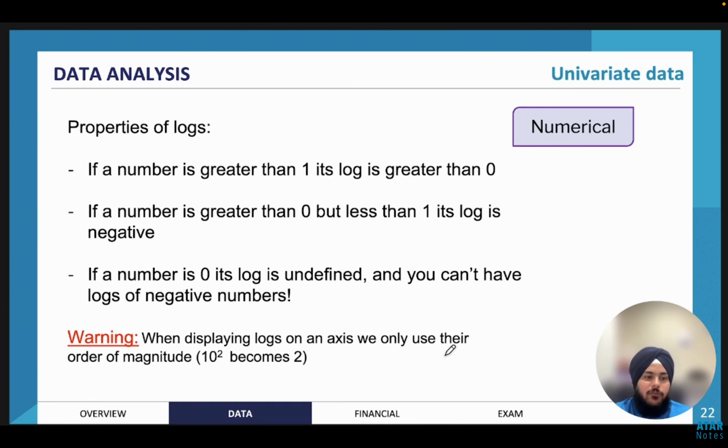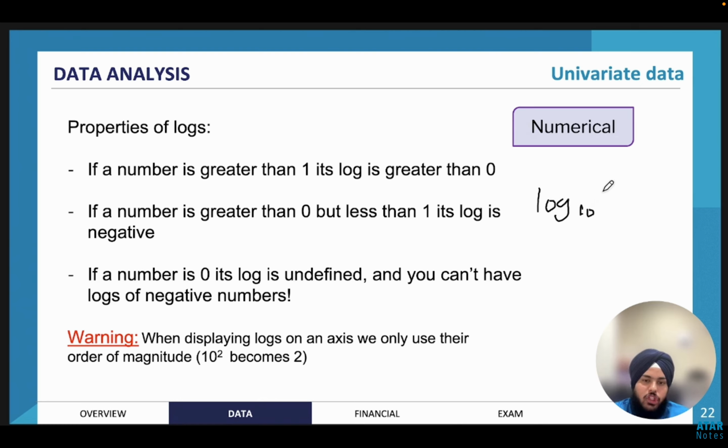So just some properties of logs. If a number is greater than 1, its log is going to be greater than 0. Another property of log is that if a number is greater than 0 but less than 1, its log is negative. And if a number is 0, its log is undefined. So the log is always going to be of the number inside the log.